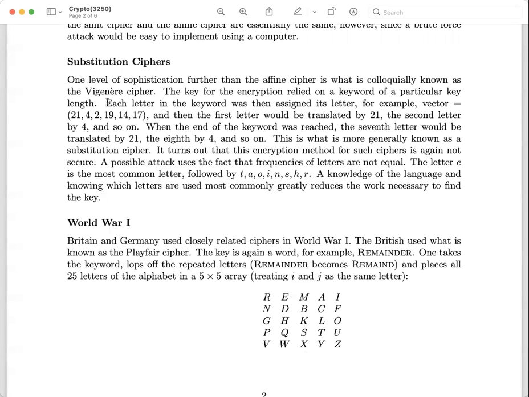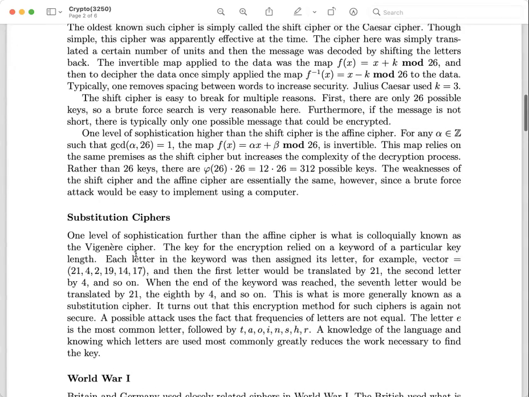So there's the Vigenère cipher, which is basically just a fancy substitution cipher, except here what you do is you pick a keyword. In this case, I picked vector. You write down what each of the numbers are corresponding to the word vector, and then you shift the first letter by 21, the second letter by 4, the third letter by 2, and so on, the sixth letter by 17, the seventh letter by 21 again, the eighth letter by 4, the ninth letter by 2, and so on. Okay, so that's the idea.